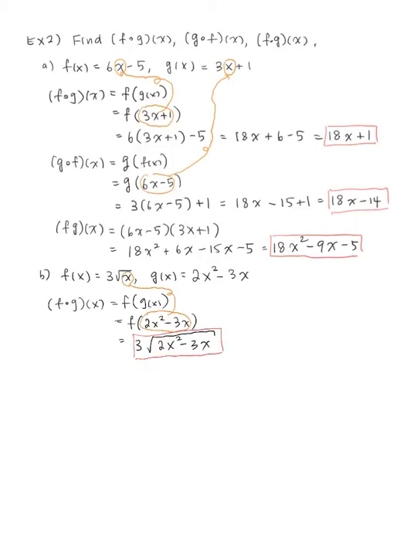Okay, now let's take a look at g of f of x. So we get g of f of x. So this is g of f of x. Okay, step number 1, replace our f of x with, what's our f of x? 3 square root of x.